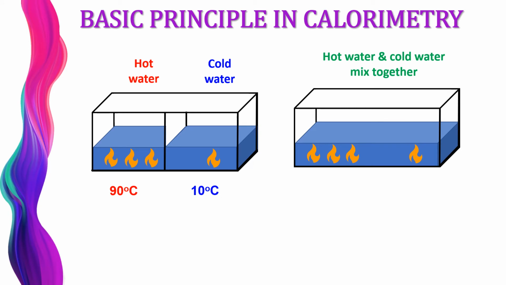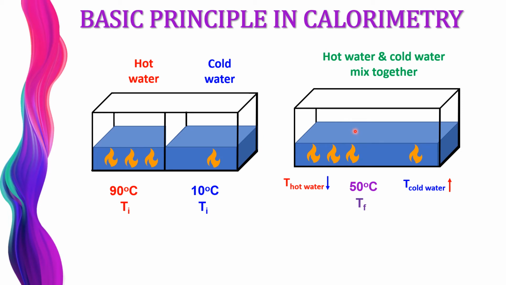After some time, we found out that the temperature of this mixture has become 50 degrees Celsius. That means the temperature of hot water already reduced from initial temperature 90 degrees Celsius to final temperature 50 degrees Celsius, while the temperature of cold water already increased from initial temperature 10 degrees Celsius to final temperature which is also 50 degrees Celsius. Why the temperature of hot water decreased and why the temperature of cold water increased?